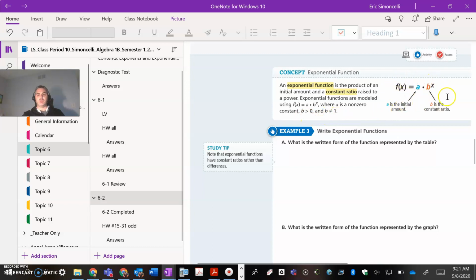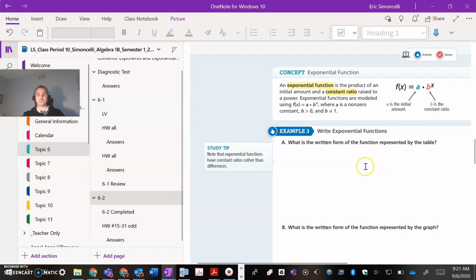So here it is. In this particular case, they've noted in blue that a is the initial amount, so this is what you start with. B will be the constant ratio, in other words, how this particular function is growing, or in some cases, decaying. There's a growth exponential version that we've already seen. There's also a decay exponential.